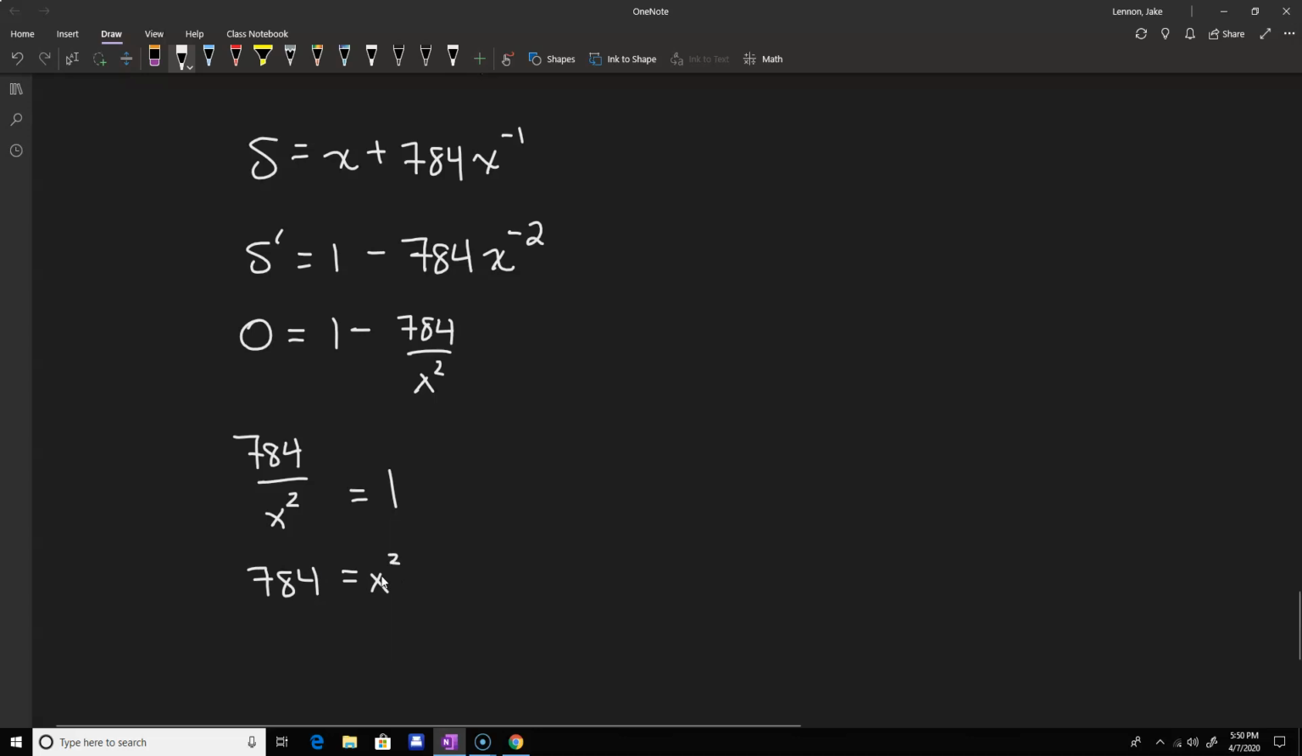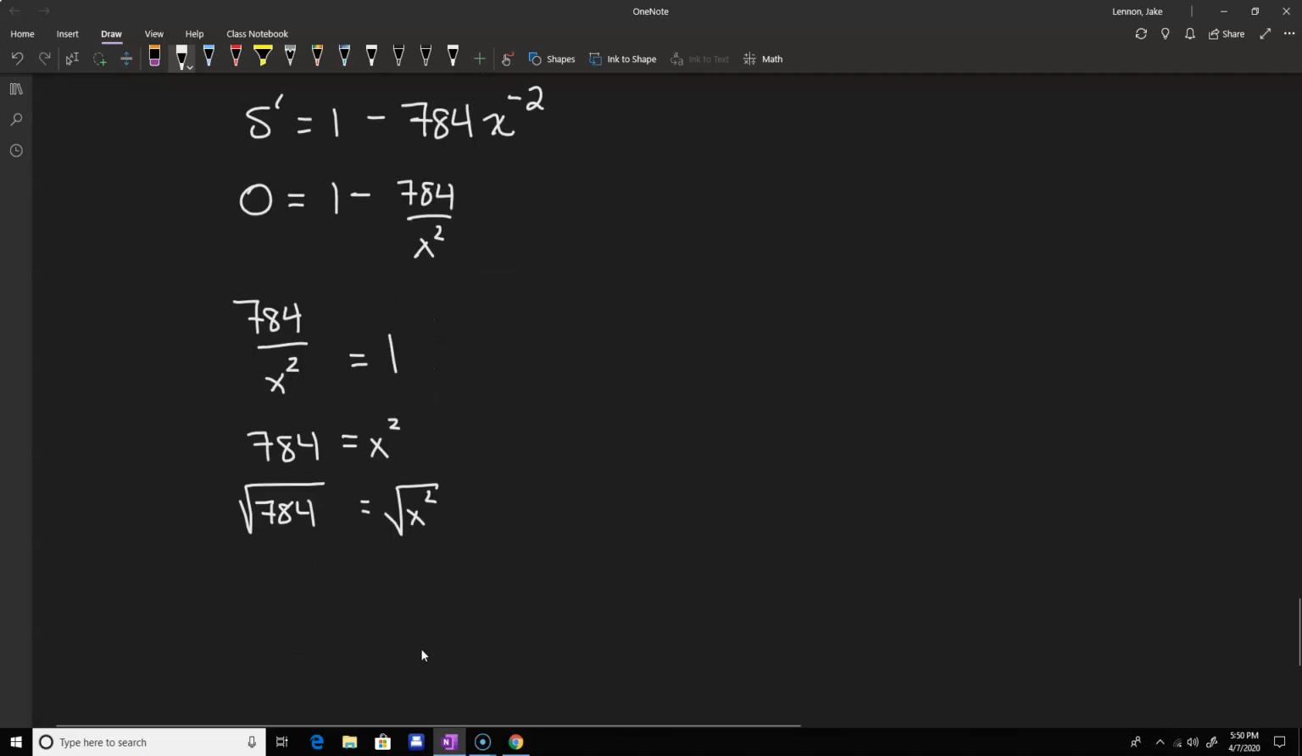Typically, you would solve this by saying x is plus or minus the square root of 784. But in this case, we do know that x and y had to be positive values, so we don't have to worry about the negative square root. So this is going to be the square root of x squared, if that helps you see that. So we get x is 28.